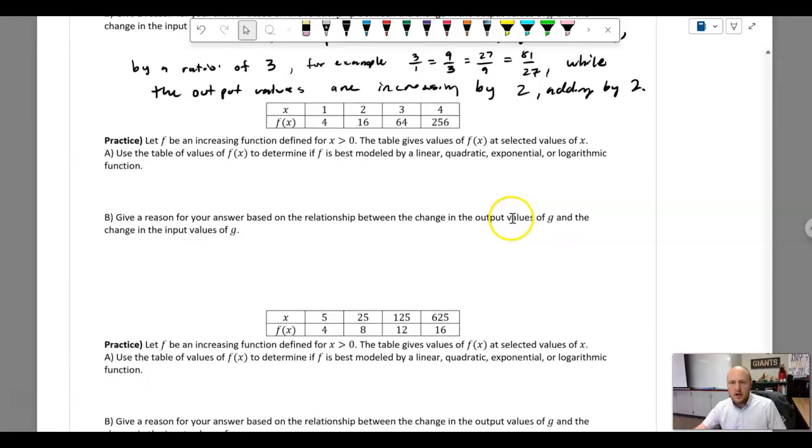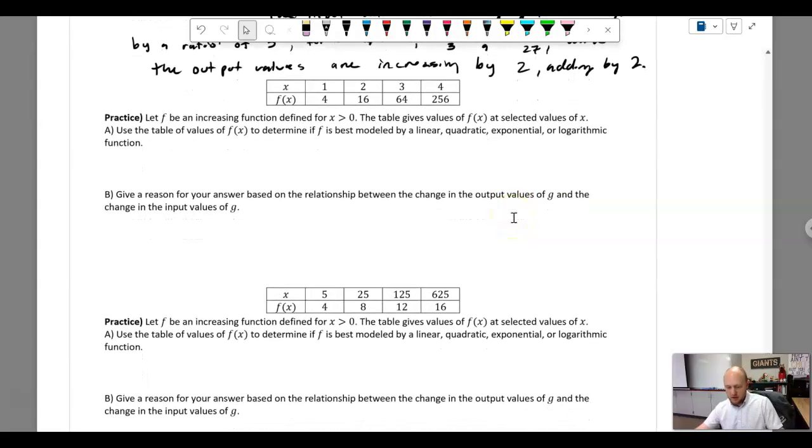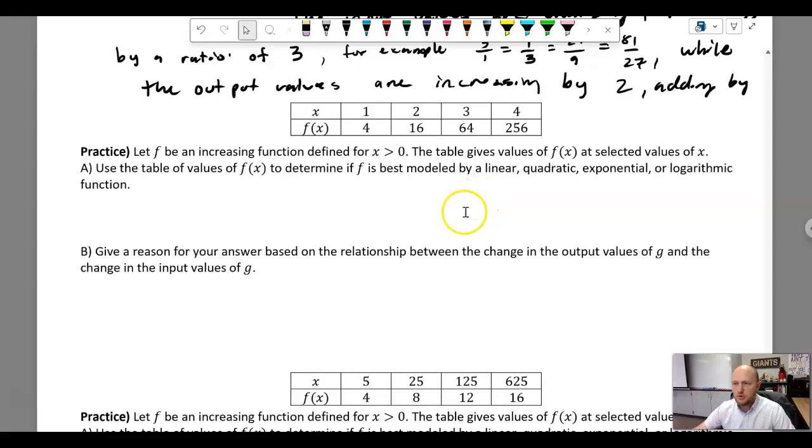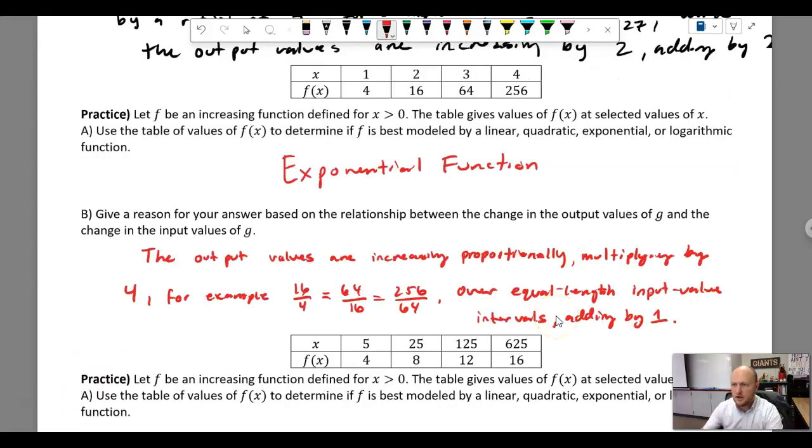Okay. So a couple of practice problems here. Go ahead, look at this one, and then I'll show you the answer. So identify the function. Try to drum up a reason, and I'll show you my reason here in a second. Okay, hopefully you identified this as an exponential function. The output values are multiplying by 4. So our justification is that the output values are increasing proportionally, multiplying by 4. For example, and I went ahead and showed this ratio, 16 over 4, which is equal to 64 over 16, which is equal to 256 over 64. So whenever you use that justification proportionally, it's a good idea to go ahead and show that ratio.